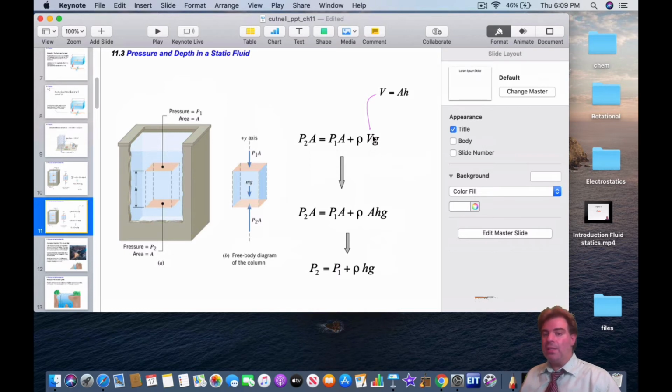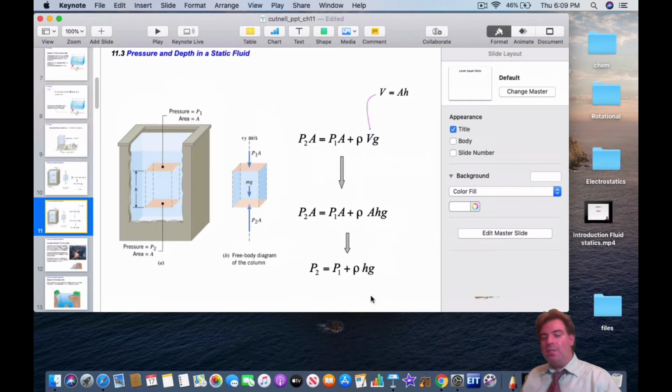So rho, the density, times volume times g, the acceleration due to gravity. And volume now is what? It's area, because it's length times width times height, and that's what volume is. So we can put area times height in terms of that, and we divide every part by area, so it becomes pressure at 2, meaning at the bottom, equals pressure at 1 on top, plus rho g h.